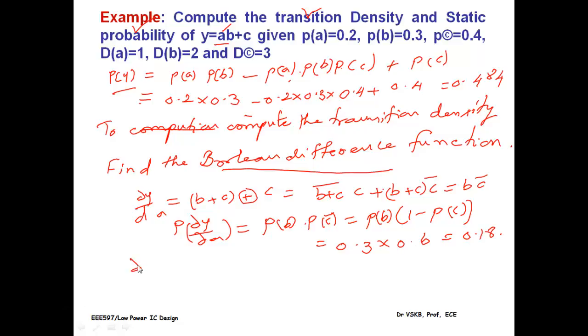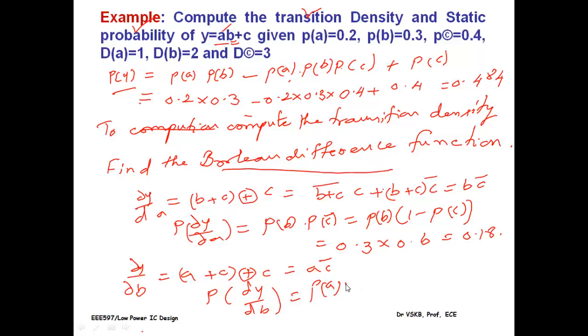Similarly, I would go for finding out for dy by dB. Now I would make b to be 1 and 0, calculate fxi and fxi bar correspondingly, and I would have here a plus c XORed with, because b I am putting 1, XORed with the c, and I would have a c bar, and this would be for probability if I go for calculating p of dy by dB is equal to p of a times 1 minus p of c, and that would amount to 0.1.